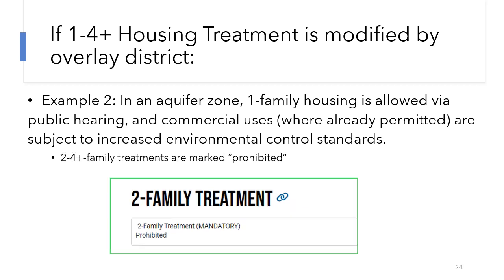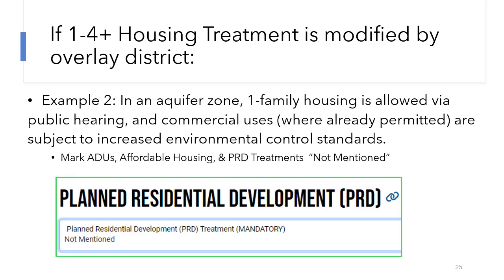On the other housing treatment fields, you're going to mark them all prohibited because this aquifer zone only allows one-family housing where it is, regardless of what the underlying districts allow. So 2, 3, and 4 or more housing treatments are marked as prohibited. Because no mention is made of ADUs, affordable housing, or planned residential development, those treatment fields are left simply as not mentioned.